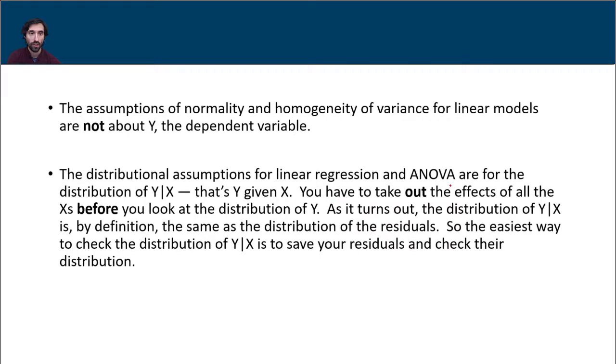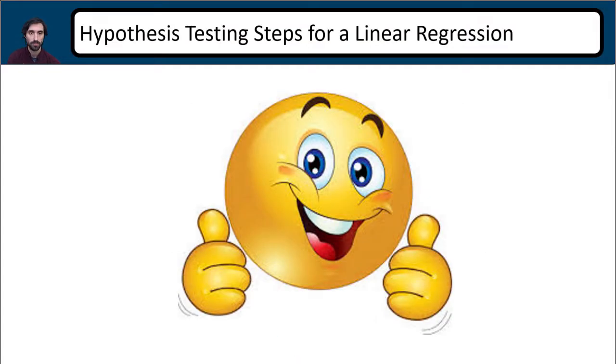So you have to take out all the effects of the x's before you look at the distribution of y. As it turns out, the distribution of y given x is by definition the same as the distribution of the residuals. So in other words, the easiest way to check for the distribution of y given x is to save your residuals and check their distribution. So we will look at residuals a bit more.